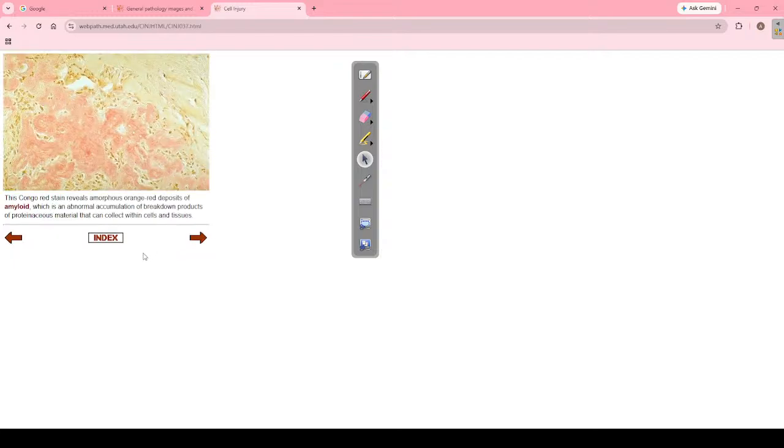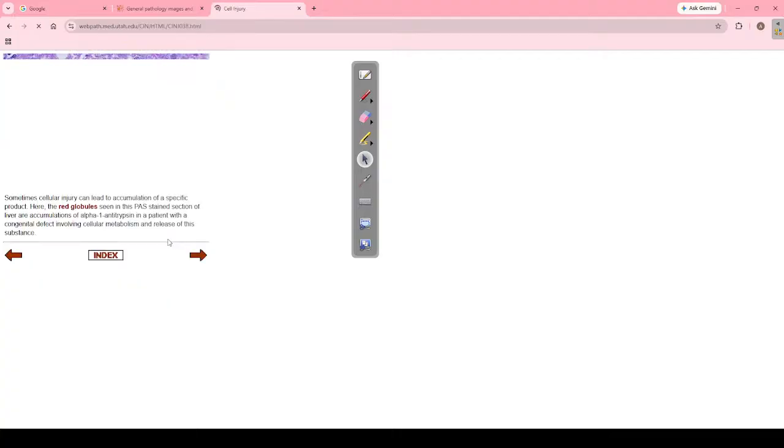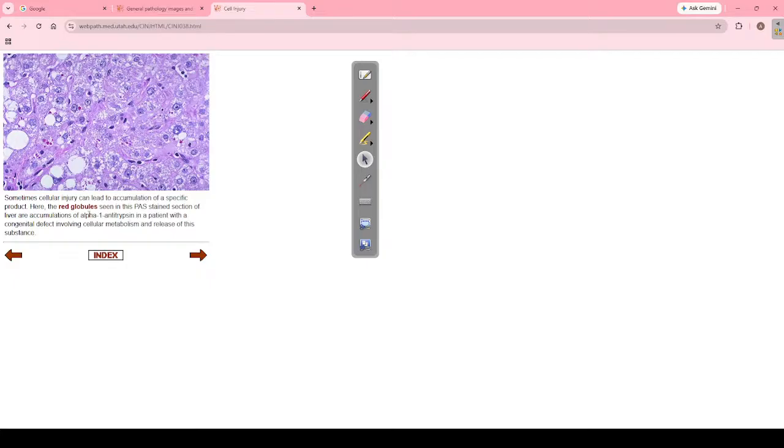Congo red stain is used to stain amyloid. It can be seen in cases where there is abnormal breakdown of proteinaceous material. This is appearing as orange. It can be deposited within cells and tissue, in the brain, kidneys, and a lot of places.